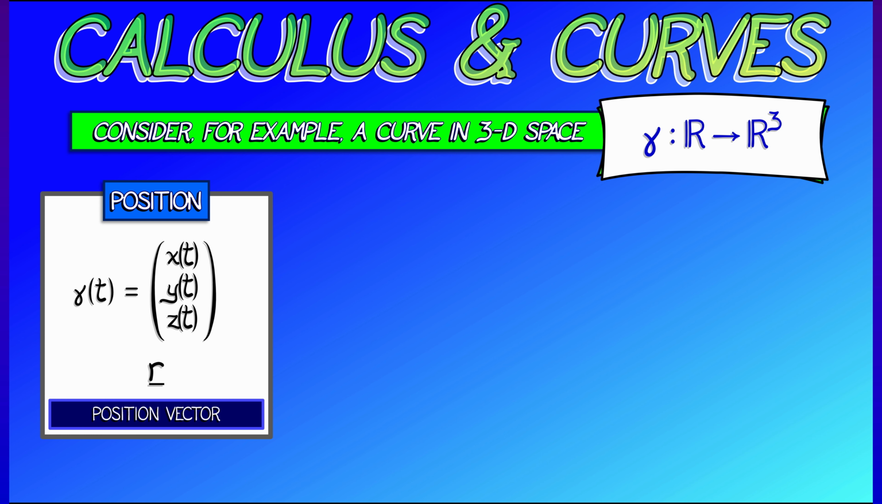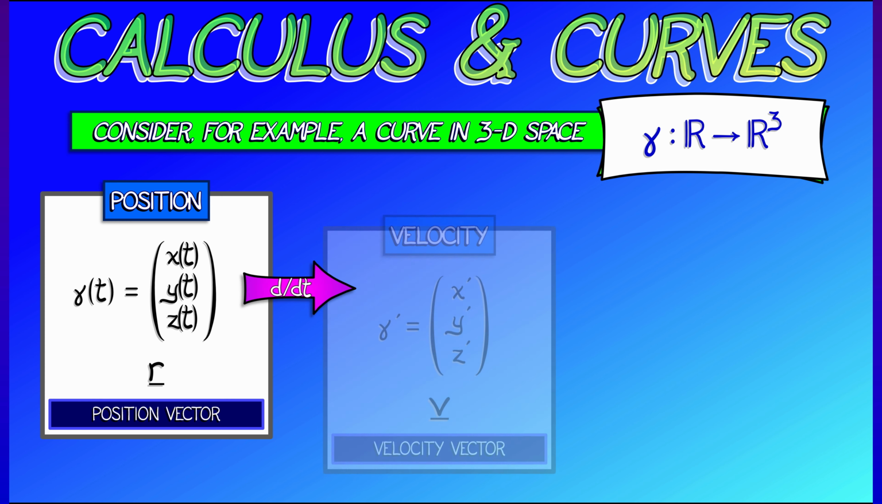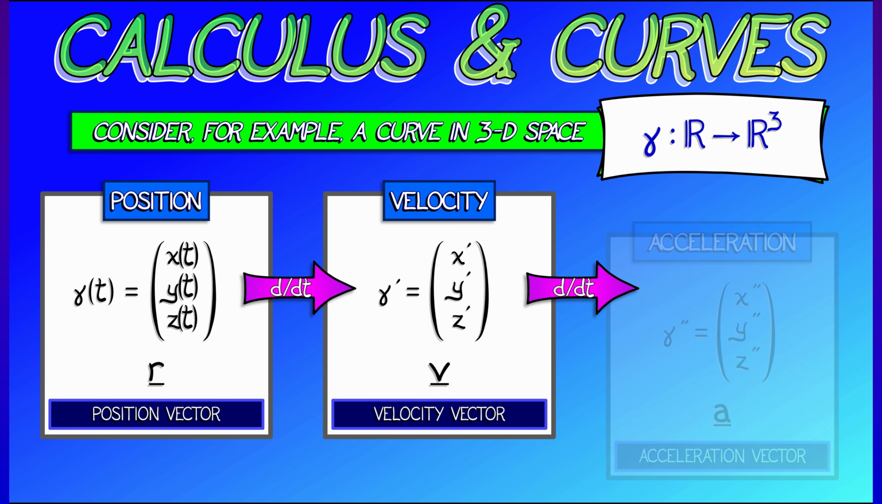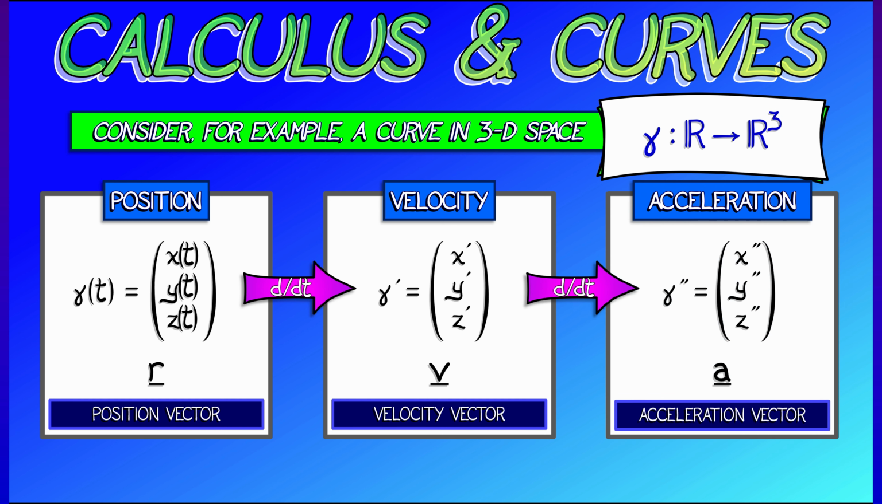Thinking of this as a vector, as a position vector, motivates us to ask, what happens when we take the derivative of this? That is, I just take x prime of t, y prime of t, and z prime of t, the usual derivatives, and stack them together as a vector. Let me call that gamma prime. Or I can think of this as the derivative of the position vector, the velocity vector, v.